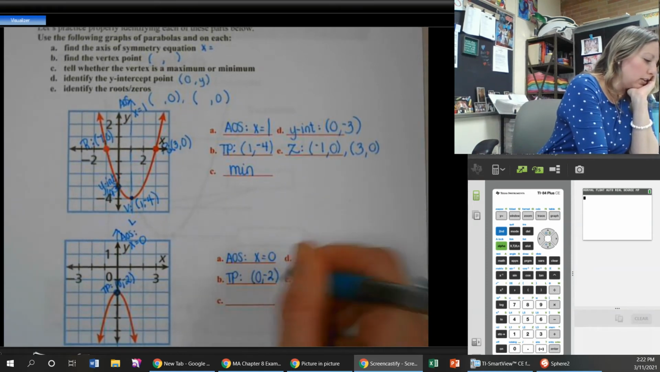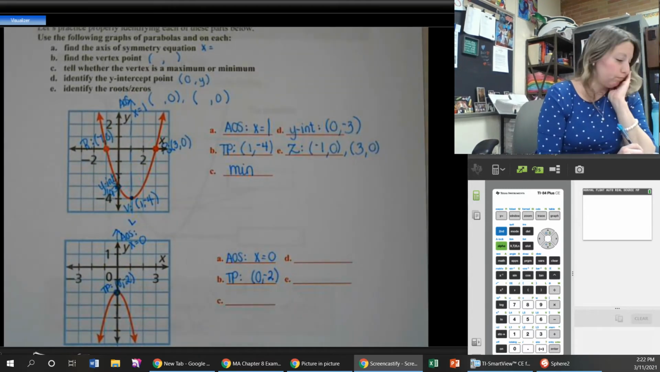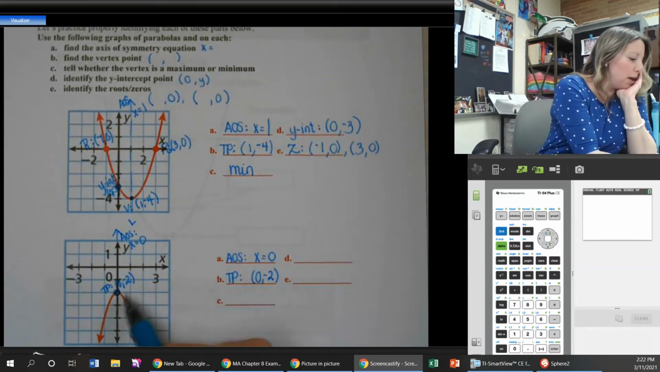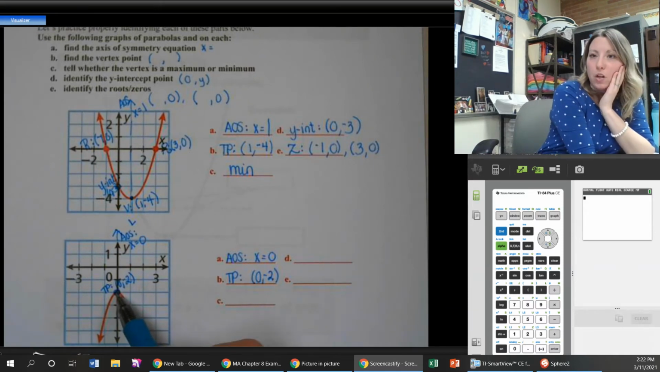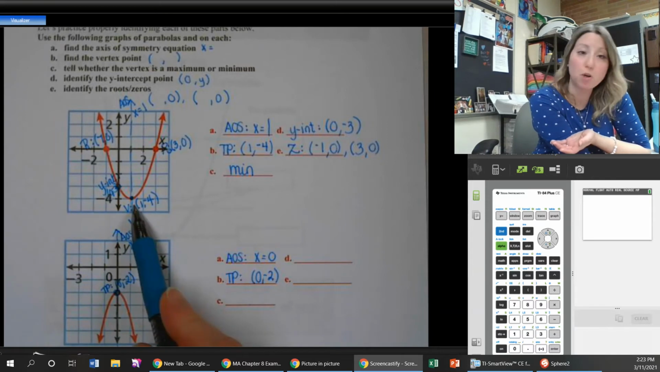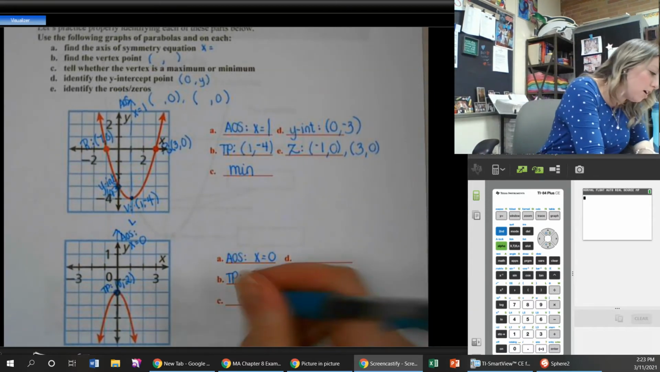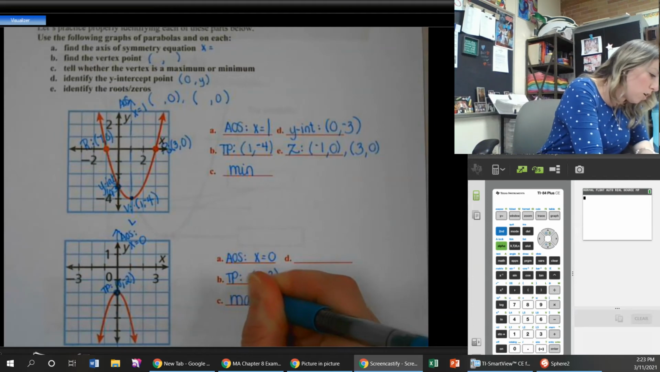And again, it's the same x value as the axis of symmetry, so not surprising. Is this a maximum or a minimum? Well, maximum is the highest point of a parabola. This was a minimum going the other direction, right? So it stands to reason this is the highest point of the parabola. This is called a maximum, or just a max.